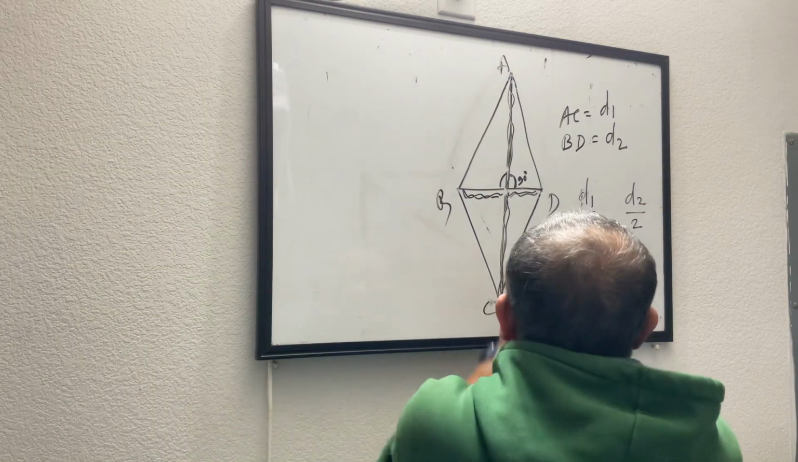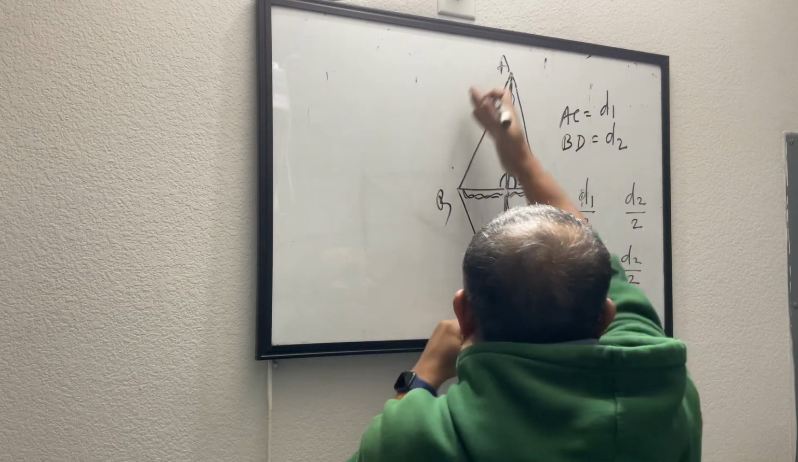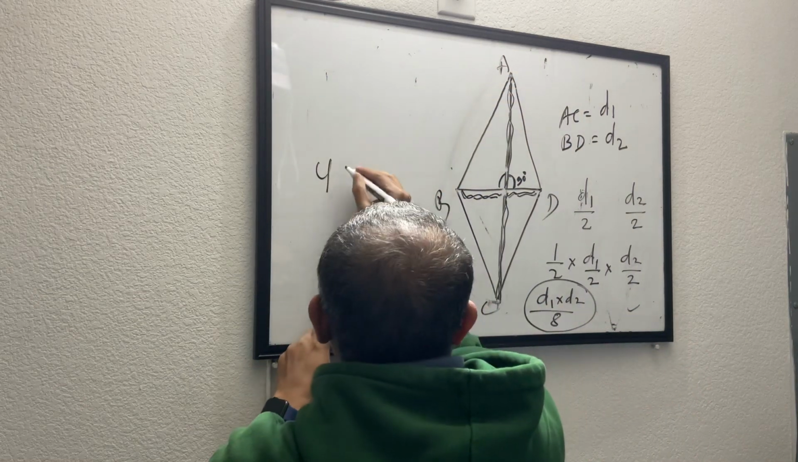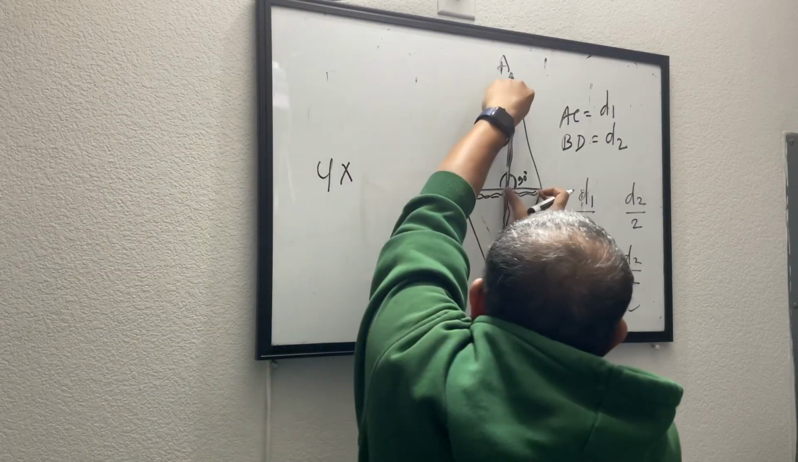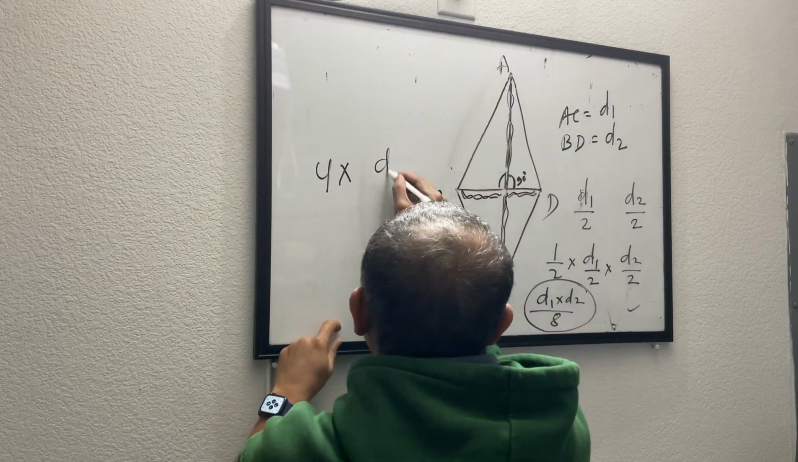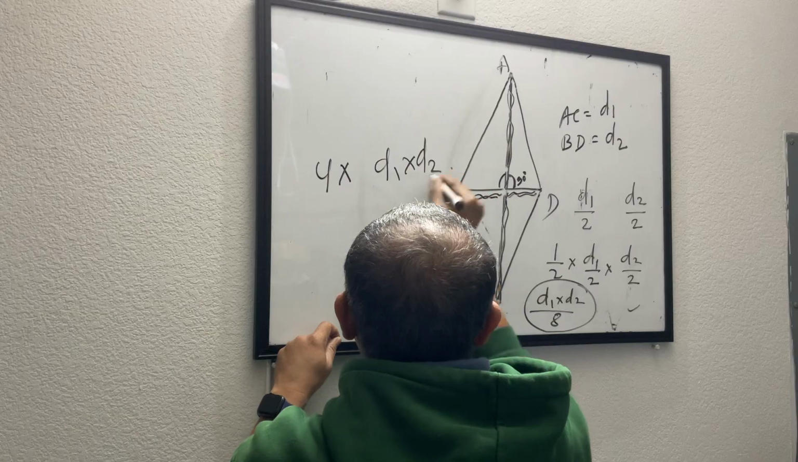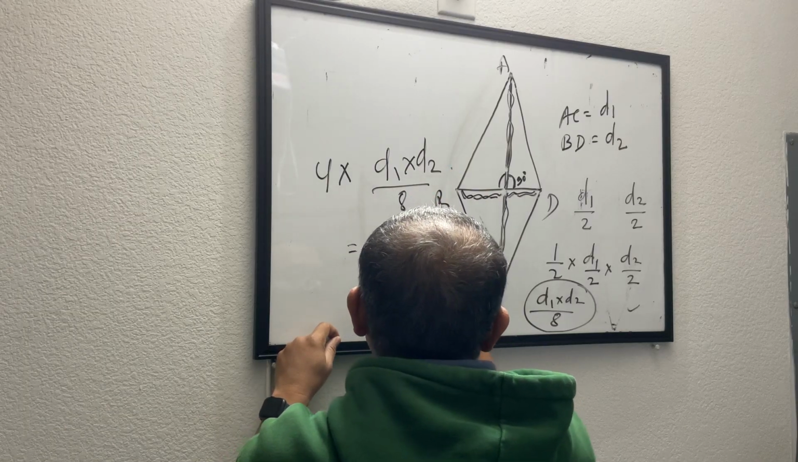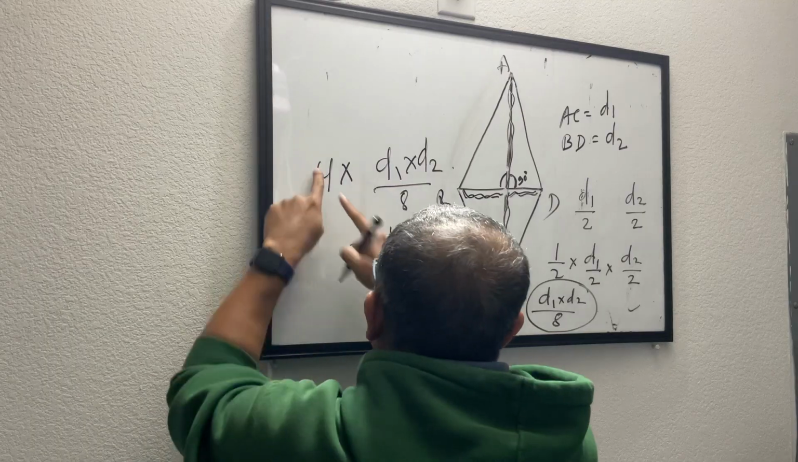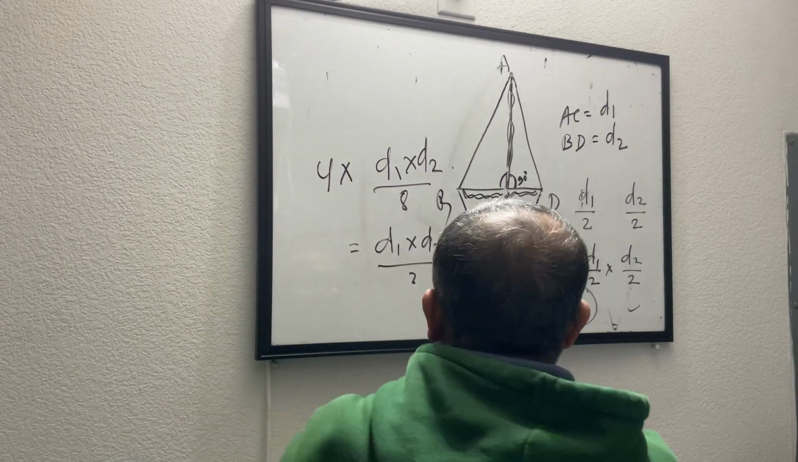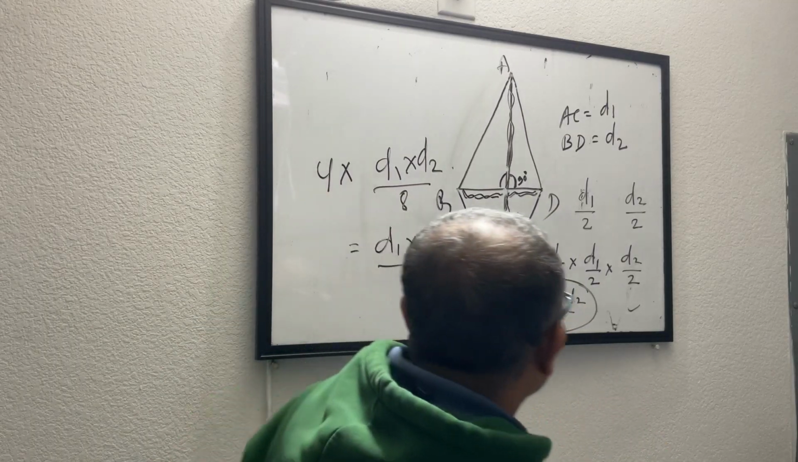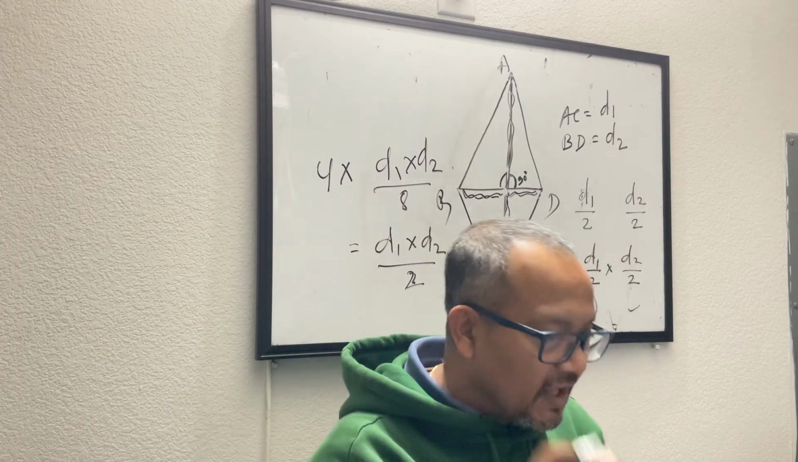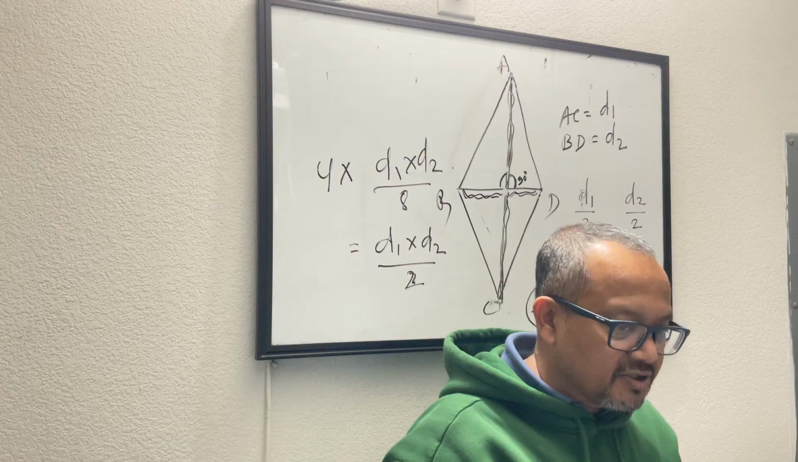So this one is the area of this triangle. What is the area of this whole thing? That will be 4 times the area of this one. So 4 times the area of this right angle triangle, which is nothing but D1 into D2 by 8. So this becomes D1 into D2 by 2. 4 times 2 is 8. So now, everybody is thinking and getting confused. What is going on right now? Let me repeat it one more time, and then I'll take questions.